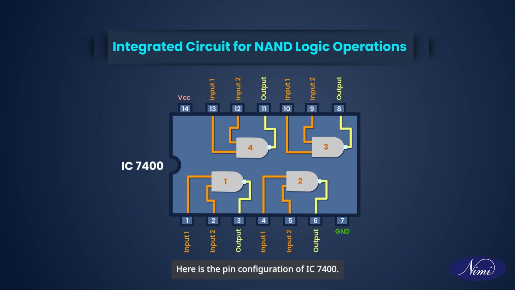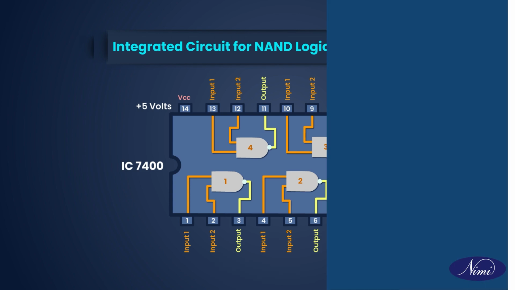Here is the pin configuration of IC7400. Pins 1 and 2 are the inputs for the first NAND gate, with pin 3 as its output. The second NAND gate uses pin 4 and 5 as inputs, and its output is on pin 6. For the third NAND gate, pins 9 and 10 serve as inputs, while pin 8 is the output. The fourth NAND gate consists of pins 12 and 13 as inputs, and pin 11 as the output. Pin 7 is connected to the ground. Pin 14 is connected to the supply voltage VCC, typically plus 5 volt.